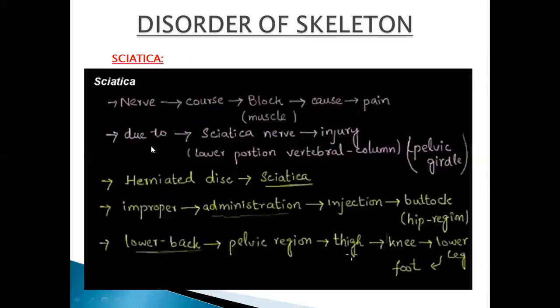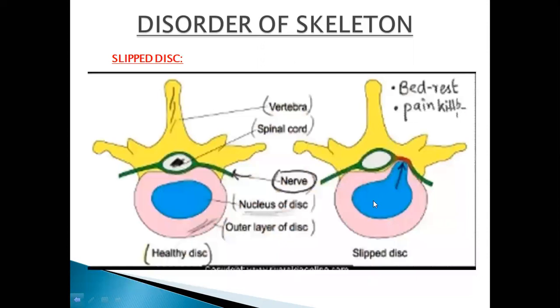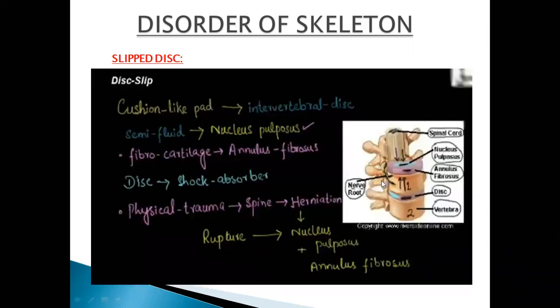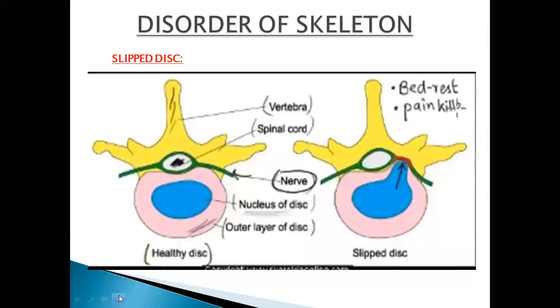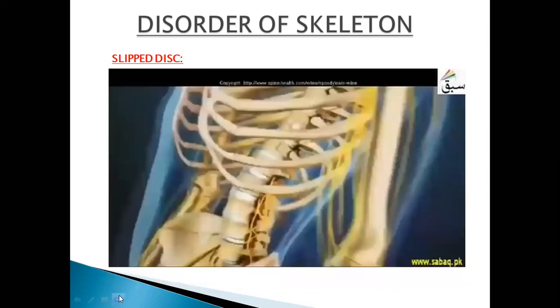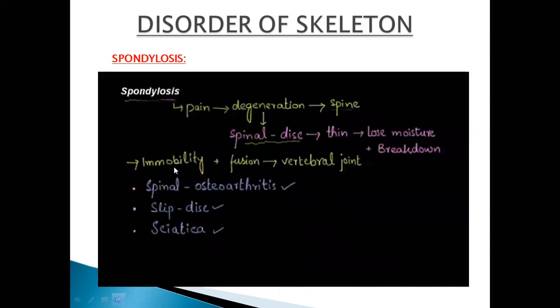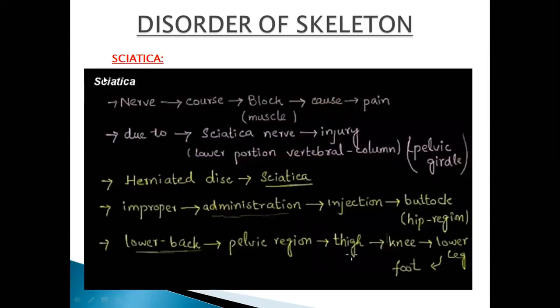Next is sciatica. It is a stabbing pain radiating over the course of the sciatic nerve. Do you remember I showed you one picture here? Yes, here you can see these nerves, fine. One nerve is present in your leg region, the femur, that is known as the sciatic nerve. Basically, a disorder of that nerve is known as sciatica.